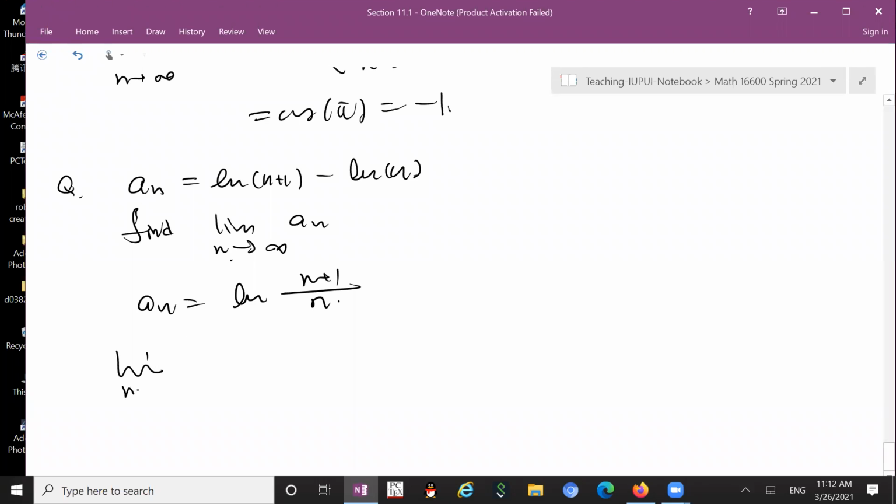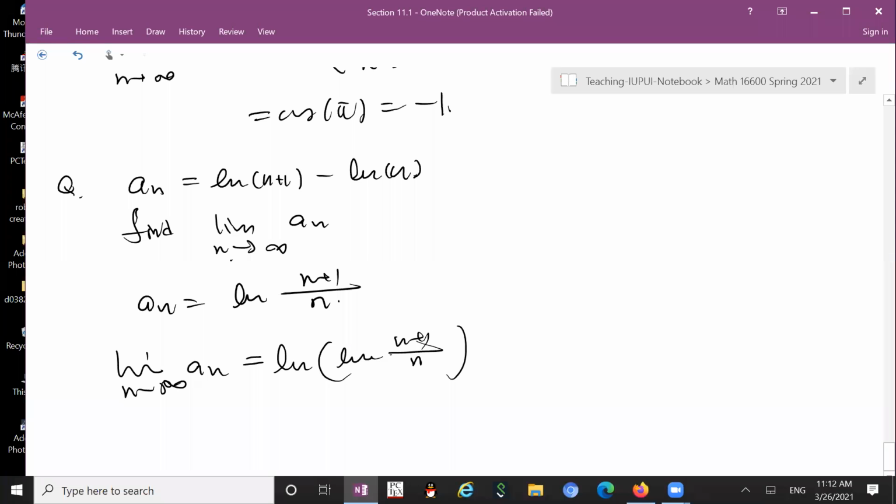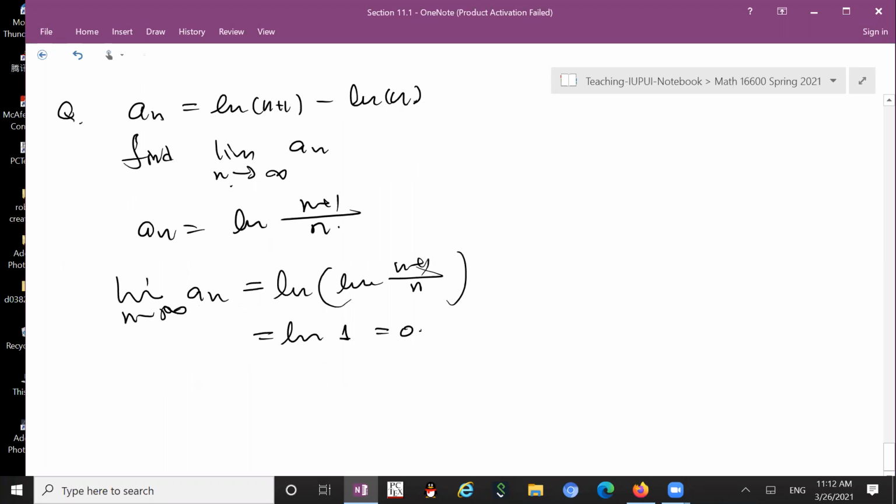So the limit of a_n is going to be natural log of the limit of n plus 1 over n, as long as the limit of n plus 1 over n exists, and actually this is going to be 1, then the answer is here.